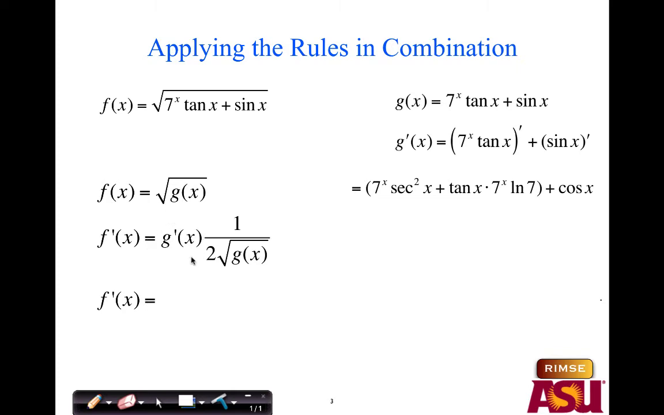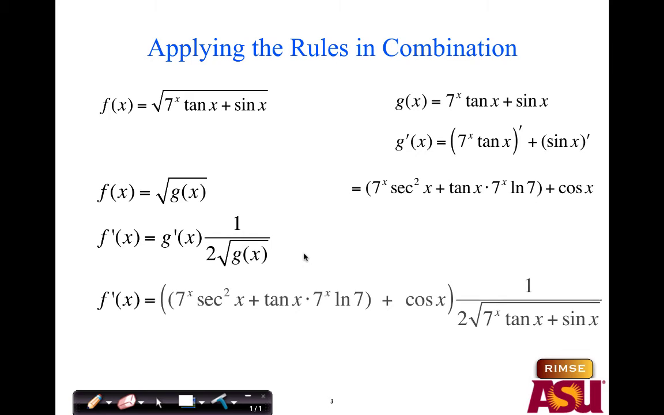So now I'm ready to fill in g prime of x times 1 over 2 times g of x. And again, it doesn't matter if you write these 2 pieces in the other order, like 1 over 2 root g of x first, and then times g prime afterwards. Same thing. It looks ugly when it's all put together, but if you break it down and think about it piece by piece, it's not really all that bad.